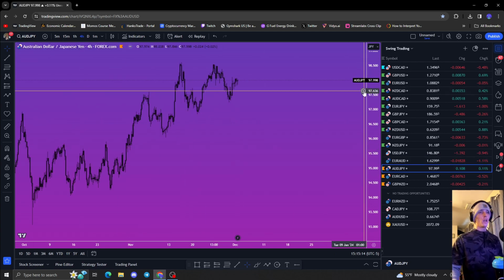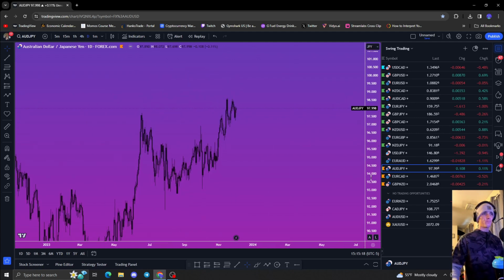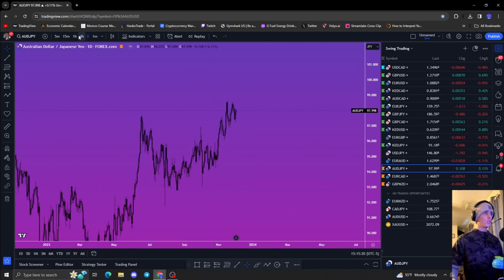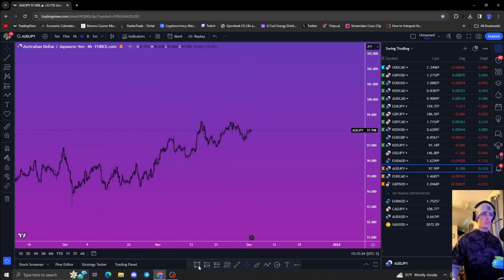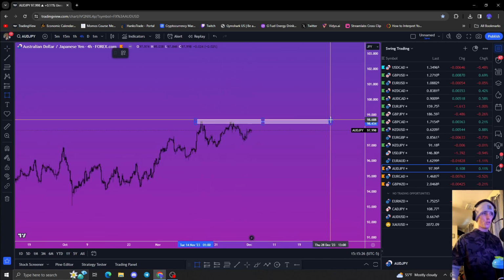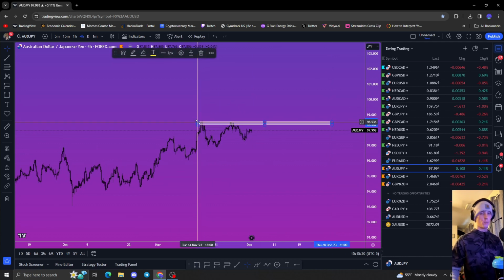Auto JPY on the 4 hour. The same thing. It's not really too clear. I mean, we're in an uptrend now. We're just ranging. I really don't know what price is going to do. I'm not trying to predict where price is going to go. That's pretty much a losing game.